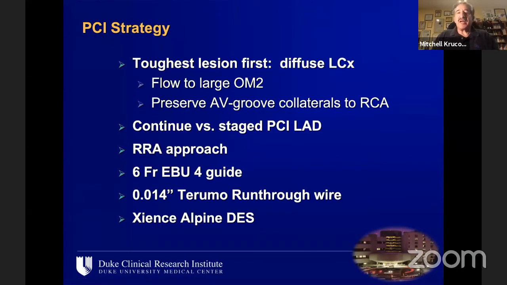So in our strategy, our approach is to try and get the hardest thing done first. And our feeling was the diffuse complex bifurcation in the circumflex with both the marginal and the collaterals to the right would be where we would start. The LAD lesions looked a little more discrete and potentially manageable. So we continued this as a promotion along that line, that if the circumflex went well, we might go ahead and continue with the LAD.